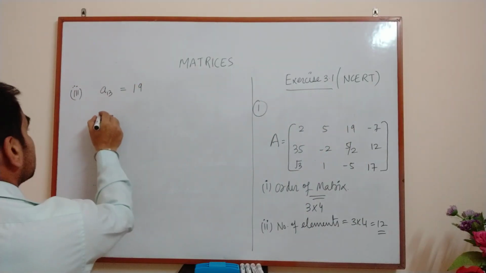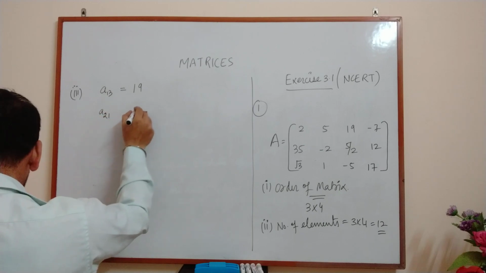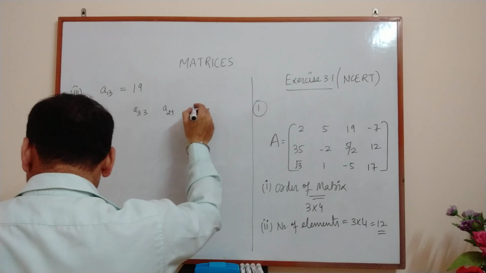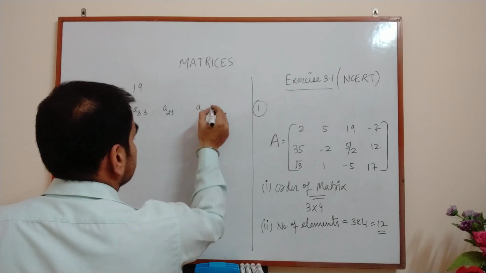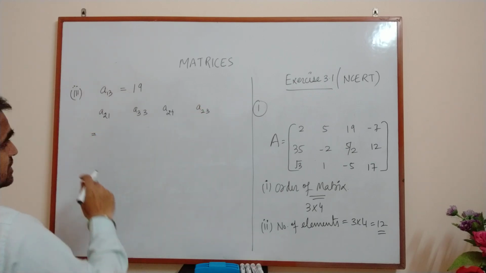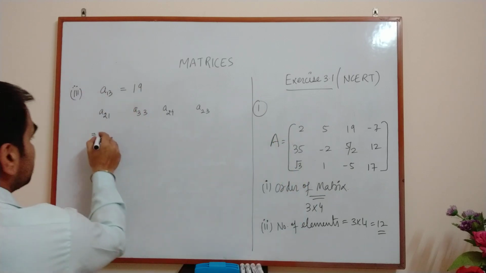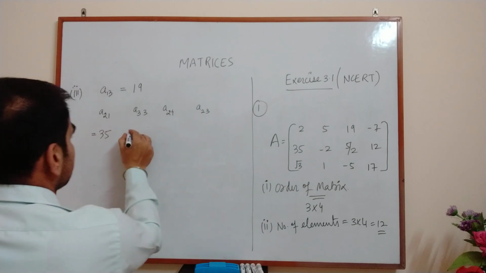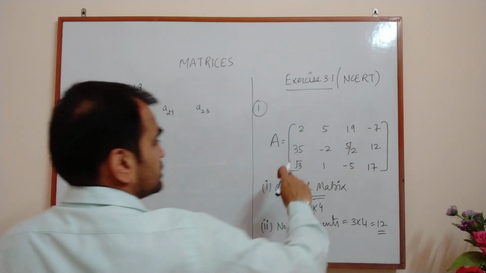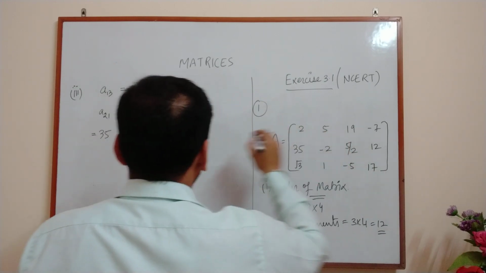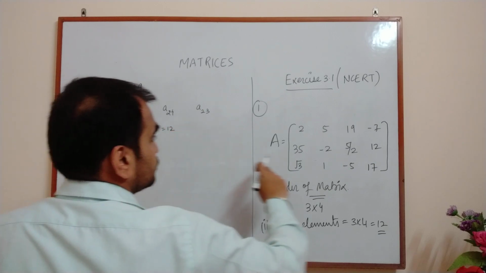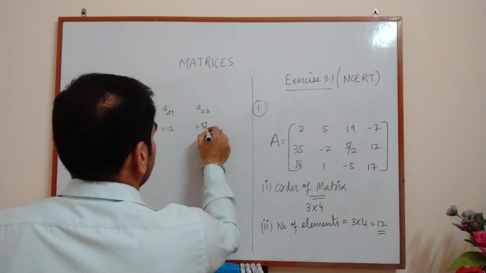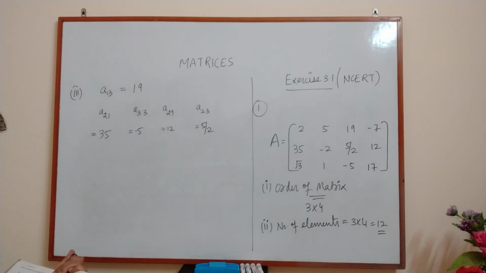Similarly, we can find the value of A21, A33, A24 and A23. A21 means second row and the first column, 35. A33 means third row and the third column, its value is minus 5. A24 is the second row and the fourth column, value is 12. And A23 means second row and the third column, value is 5 upon 2. So this is about question number 1.